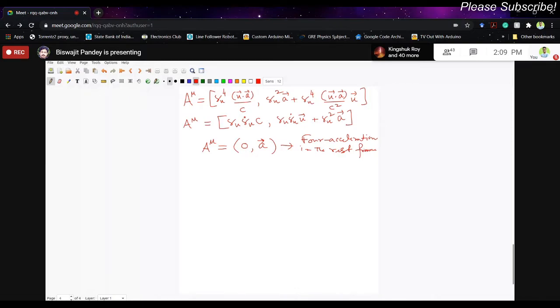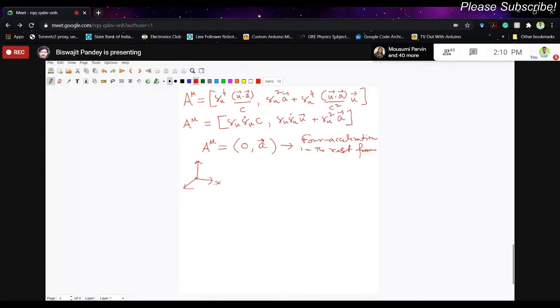Now, if I ask you how the components change from one frame to another, that is trivial, right? Because this will follow the Lorentz transformation, so you don't need to bother about how the components in one frame will change. That's defined by the transformation.